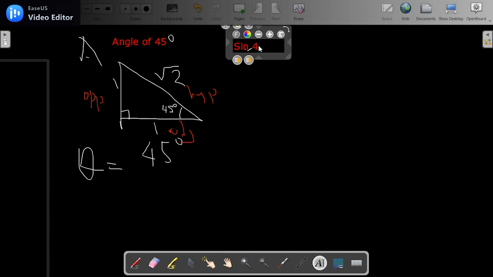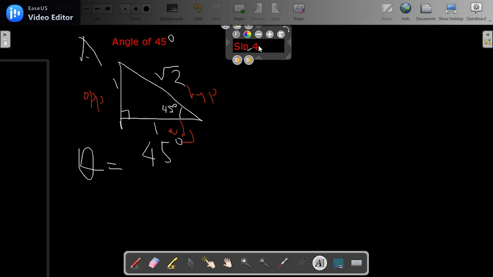Now, as I stated earlier, sine theta is equal to opposite over hypotenuse. Which implies that here sine 45 will be equal to the opposite, which is 1, over the hypotenuse here, which is root 2. That's it. You don't have to spend much time.